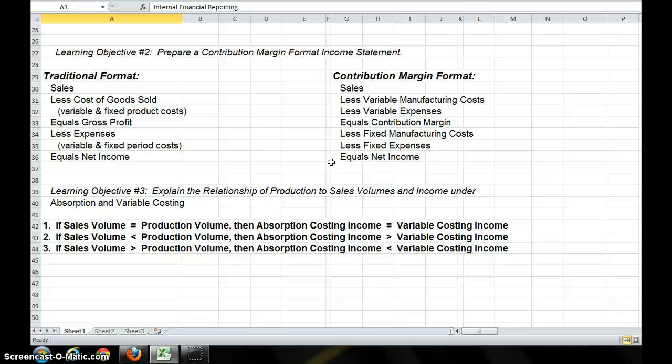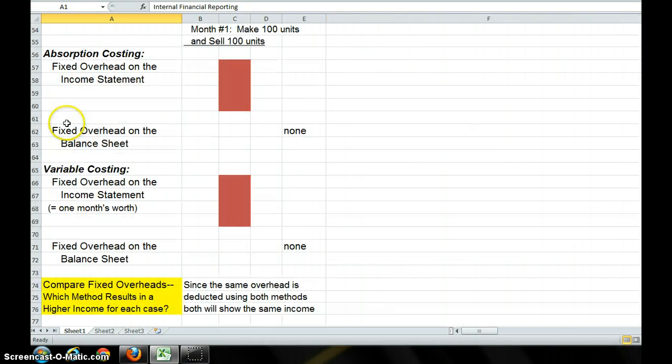That's rarely the case. If you sell less than what you made, then the absorption costing income is going to be higher than the variable costing income. We'll show you a couple examples of how this works. Likewise, if the sales volume is greater than the production volume, we're going to demonstrate how absorption costing income will be less than variable costing income. Here's a visual aid that might help you understand the concepts.